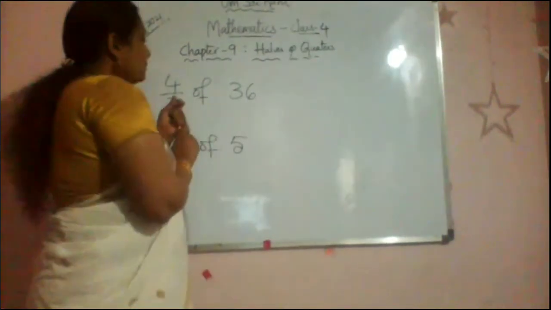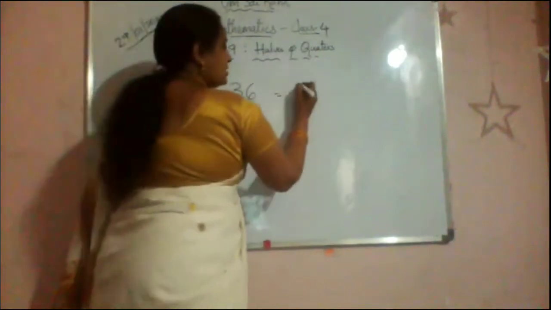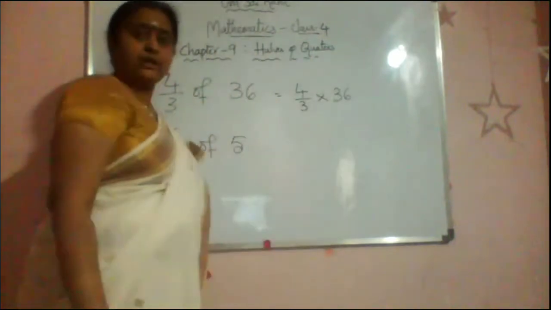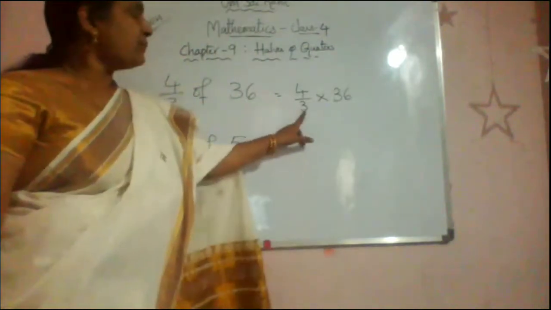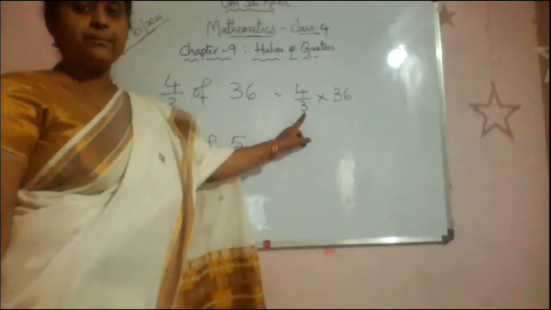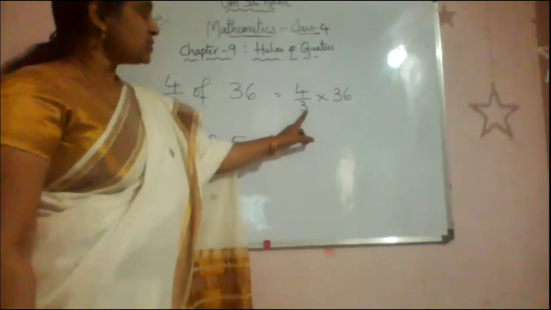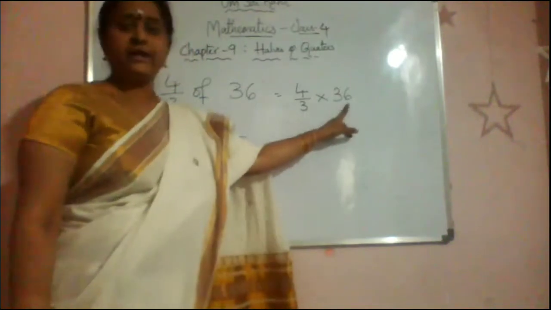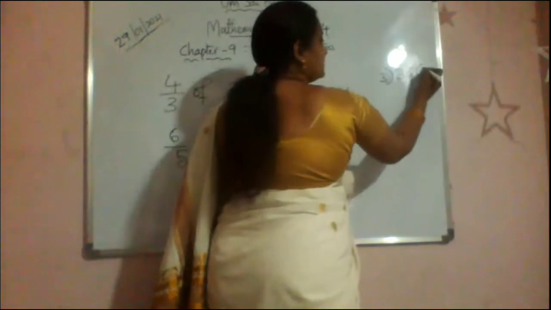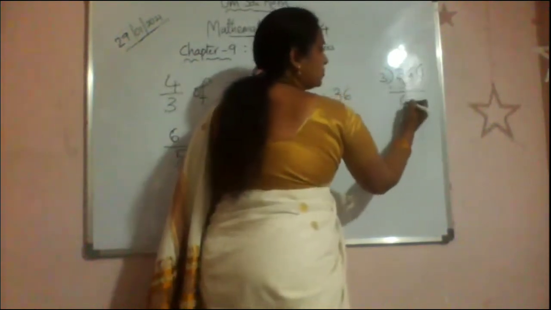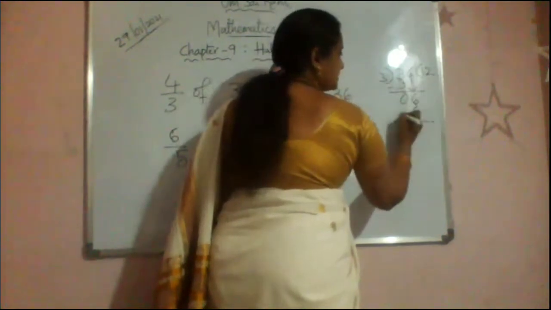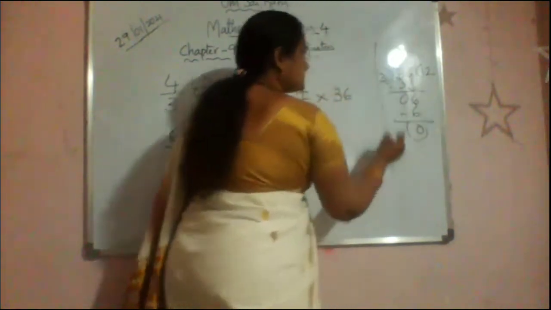So 4 by 3 of 36 means what? 4 by 3 into 36. What is the number in the denominator here? 3. So with 3 we have to divide 36. 3 ones are 3, subtract, 0. Next, get down 6. 3 twos are 6. What is the answer here?